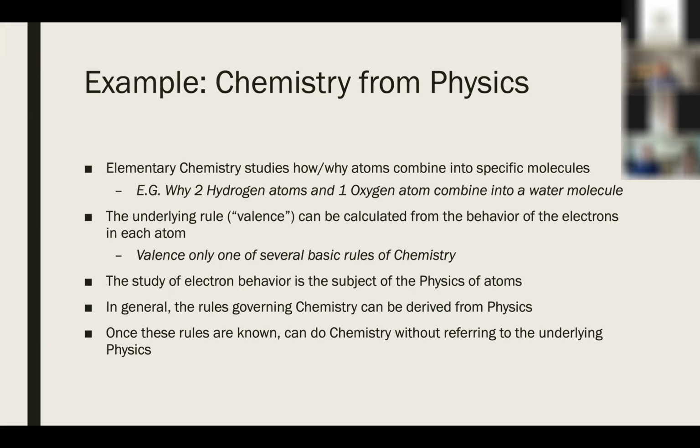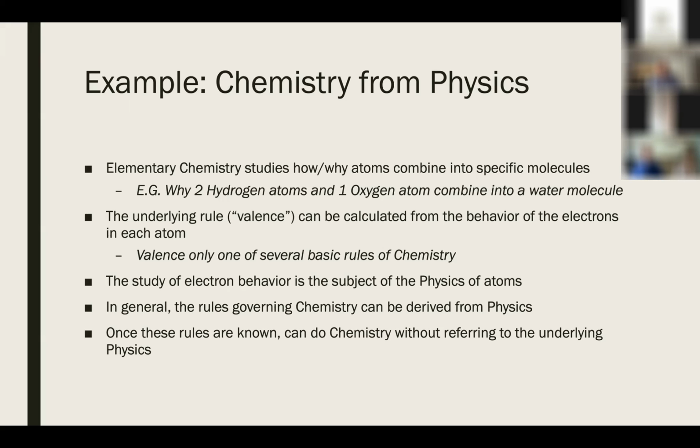The underlying rule, and from here on in, I'm starting to use the word rule, involves something called valence. And it can be calculated from the behavior of the electrons in each of the atoms. Matching of valences is just one, for illustration, of a number of the basic rules governing chemistry. But the point that I want to make is that the study of how electrons behave is really the subject of atomic physics, which is, of course, the physics of atoms. And in general, all of the rules governing simple chemistry can be derived from atomic physics.